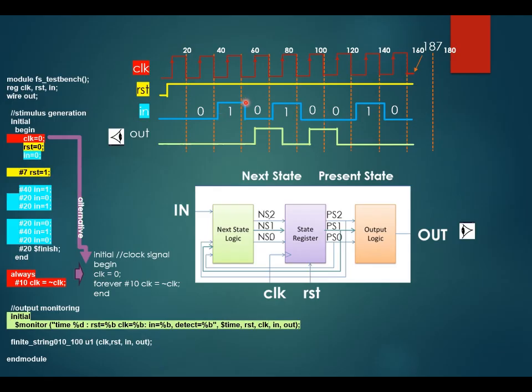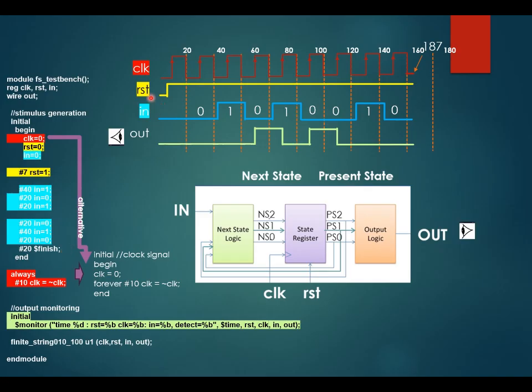Then another 20 nanoseconds later, in becomes 0. Another 20 nanoseconds later it becomes 1. 20 nanoseconds later it becomes 0. And then another 40, this one longer, 40 nanoseconds later it becomes 1 again, and 20 nanoseconds later it becomes 0. So this is how you describe the input waveform that you want to supply to the circuit. After in becomes 0, 20 nanoseconds later you finish the simulation. Don't forget to put $finish here to tell the compiler the simulation finishes at this point of time.